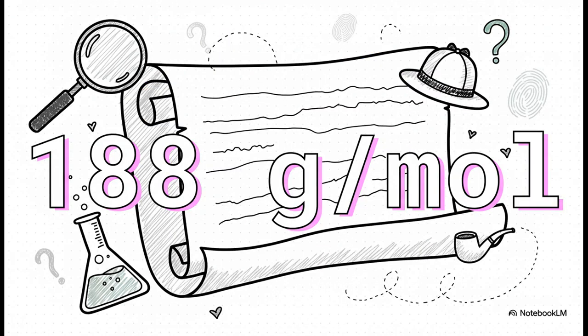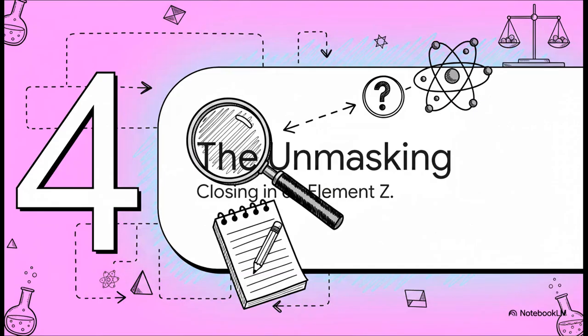So using the exact same logic as before, just dividing the mass of AgZ by the moles we just found, we calculate its molar mass to be 188 grams per mole. Oh yeah, the plot is definitely thickening. We are getting so close to unmasking one of our suspects. Okay, this is it. This is the moment we've been working towards. We have all the evidence we need to finally put a name to one of our mystery elements.